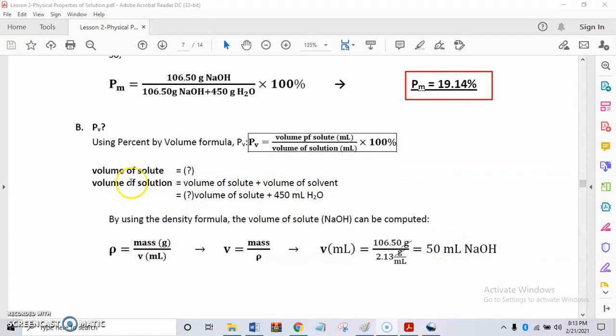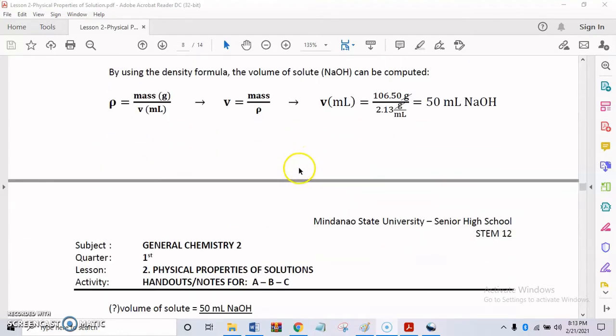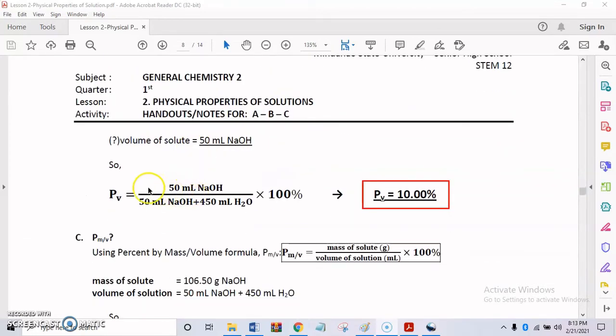So, now we can have the volume of solution na, which is volume of solute plus volume of solvent. And if we can have that, we can now input in here. So, percent by volume now is equals to volume of sodium hydroxide all over the volume of the solution times 100, and that will give us 10%.